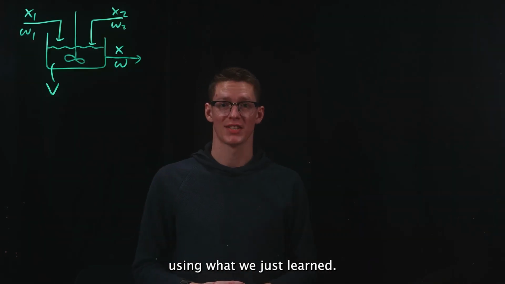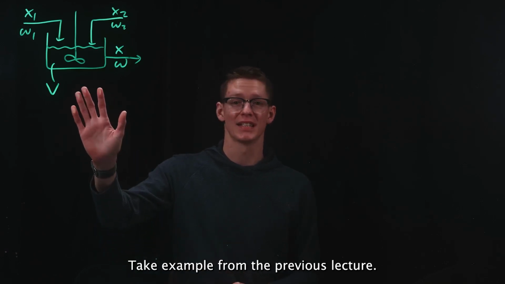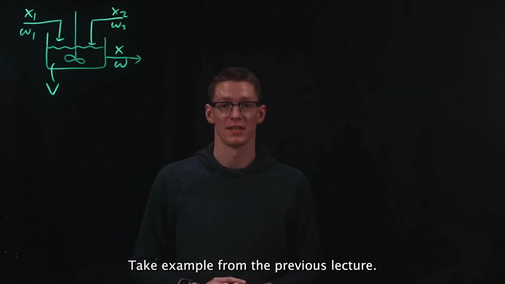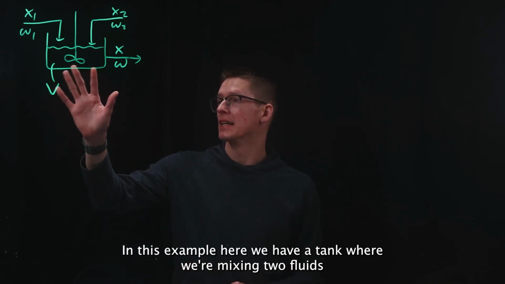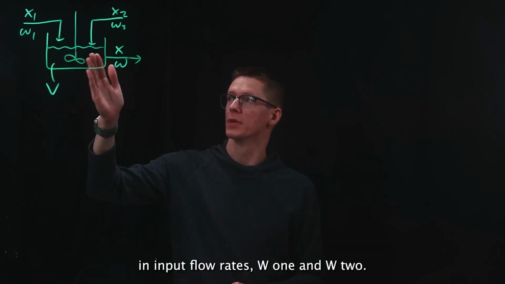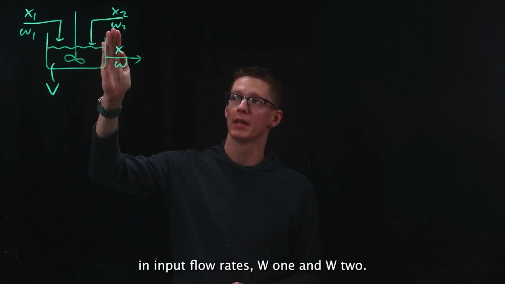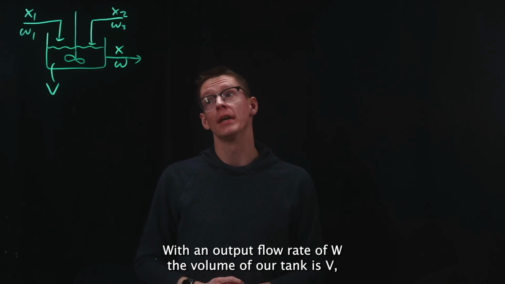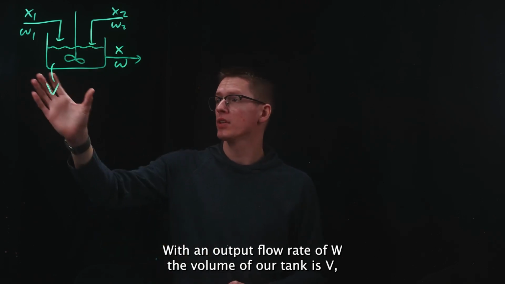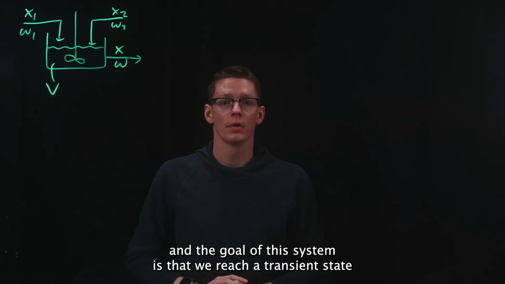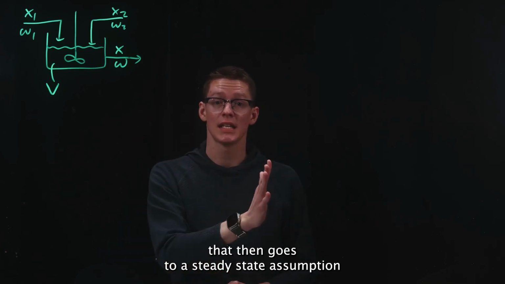Using what we just learned, we can now walk back to our blending tank example from the previous lecture. In this example, we have a tank where we're mixing two fluids in input flow rates W1 and W2 with an output flow rate of W. The volume of our tank is V, and the goal of this system is that we reach a transient state that then goes to a steady state assumption.